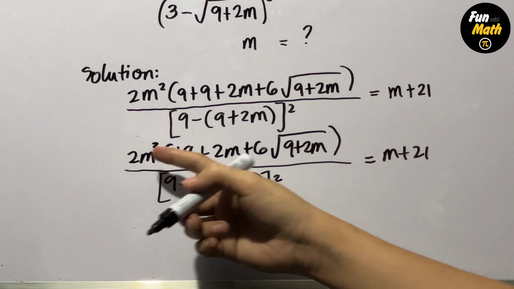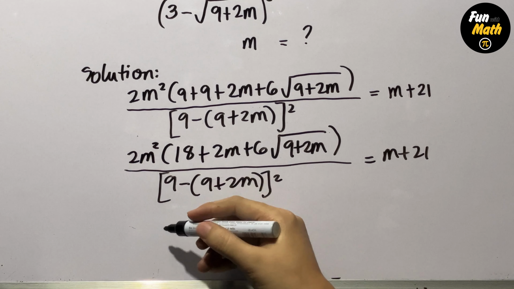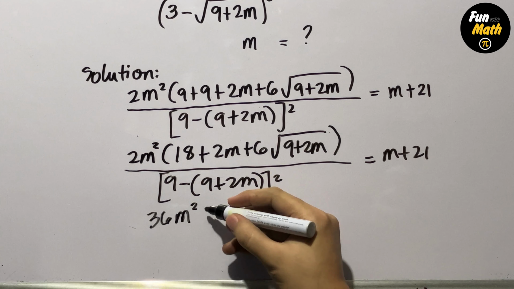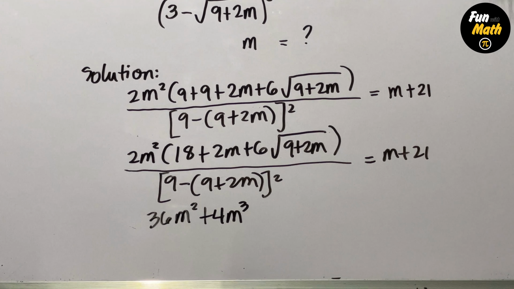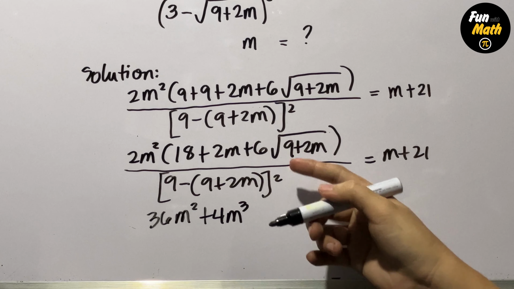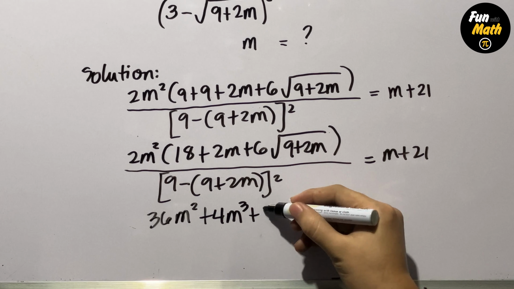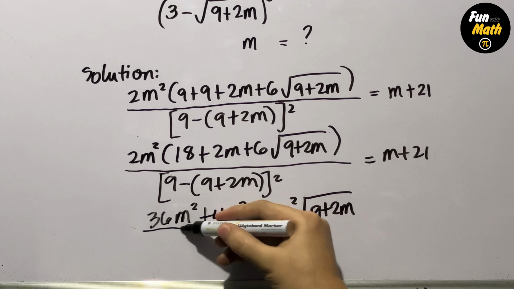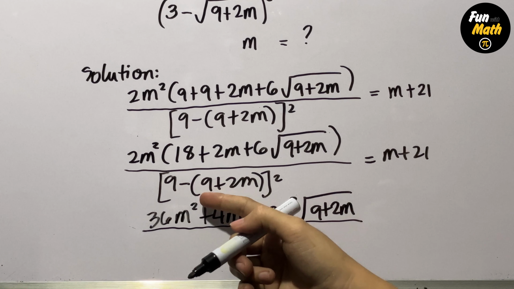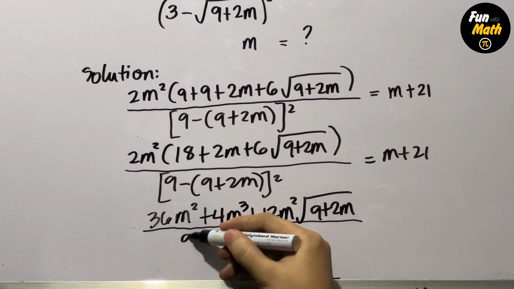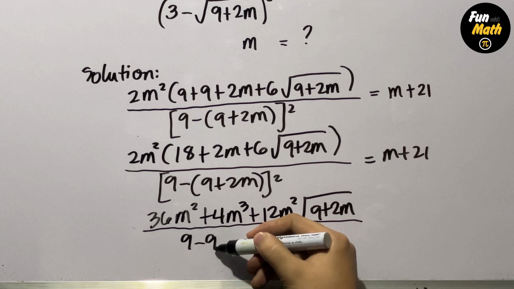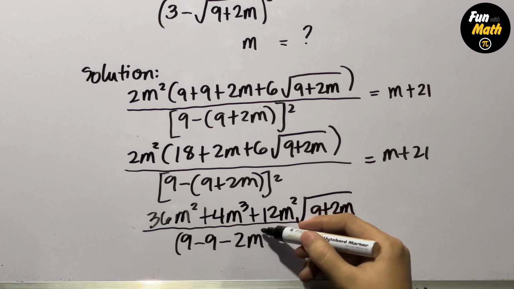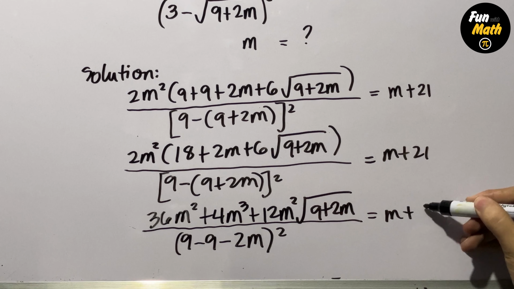Now next, we can multiply. So 2m squared times 18 is equal to 36m squared. And then 2m squared times 2m, that is plus 4m cubed. And then 2m squared times 6 square root of 9 plus 2m is equal to plus 12m squared square root of 9 plus 2m, all over. Here, let's multiply the negative inside. So let's bring out 9 and then negative times 9, that is minus 9. Negative times positive 2m is negative 2m, whole to the power of 2, equals m plus 21.